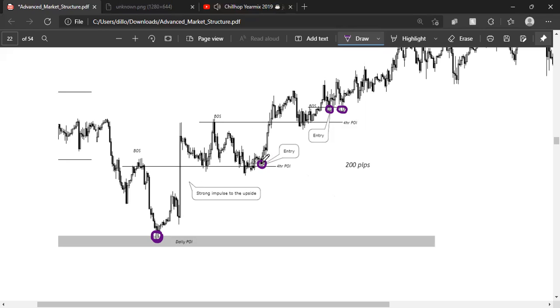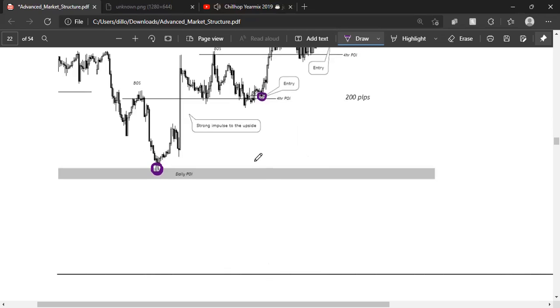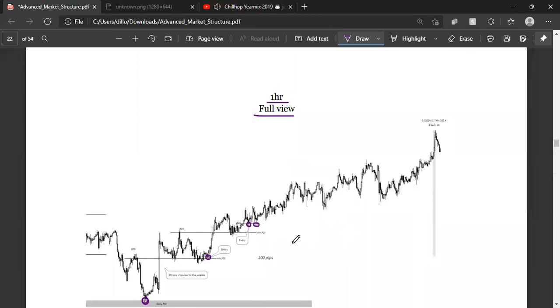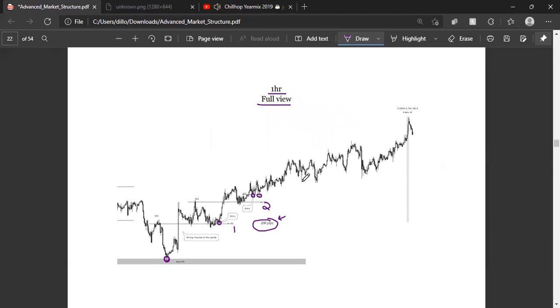So you can see, right, these little entries are such a small drawdown. The risk to reward on them is crazy. And around this first, right? Remember we had 1 and 2. Around this first point of interest, this first break of structure, this trade was 200 pips, right? So, yeah, man, it pays. It pays to wait for a break of structure. Doesn't matter the time frame, but it pays to wait for a break of structure.